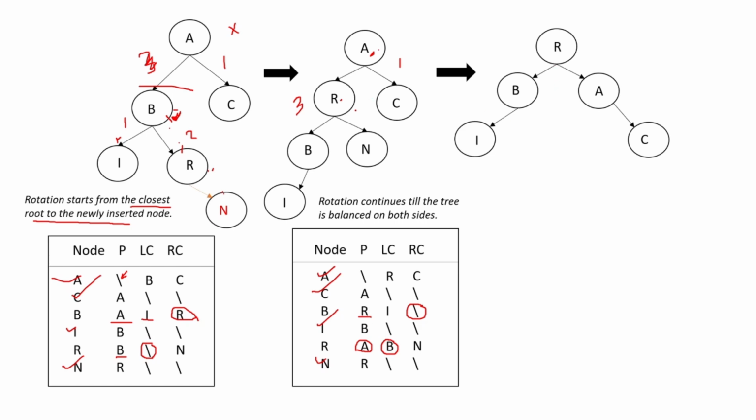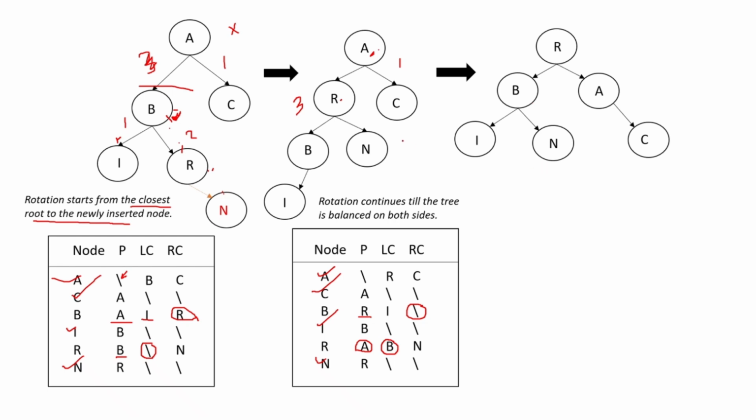Now what about N? N was the right child of R and now the right child of R is A, and since this is a binary tree, you can't fit in N anymore in R. So what happens is now N is brought down as the child of the left child of B.